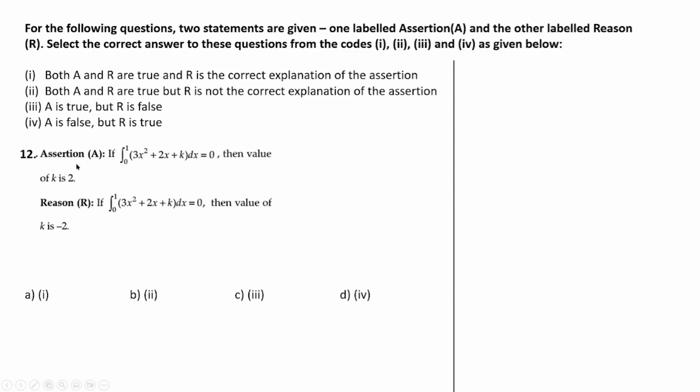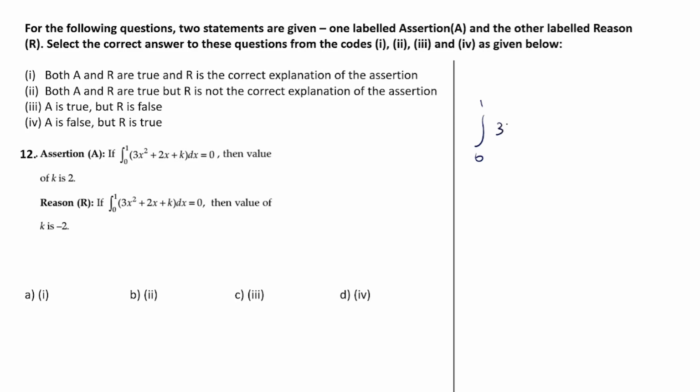Moving on, the next question, assertion is if integral 0 to 1 3x square plus 2x plus k dx equal to 0, then value of k is 2. Reason, if integral 0 to 1 3x square plus 2x plus k dx equal to 0, then value of k is minus 2. So here we can see that the reason is not a correct explanation of the assertion. Now let us check whether the assertion is true or the reason is true.